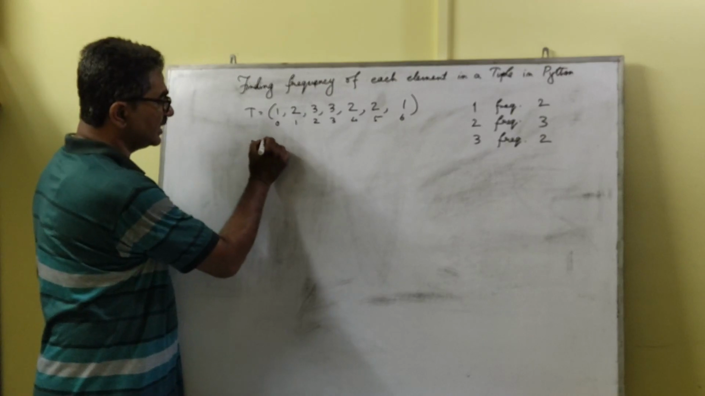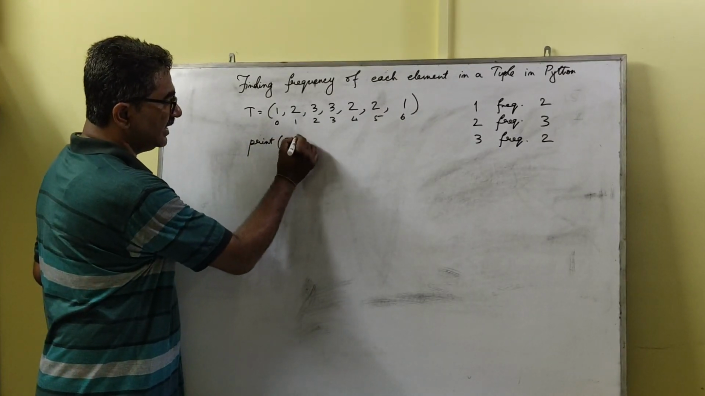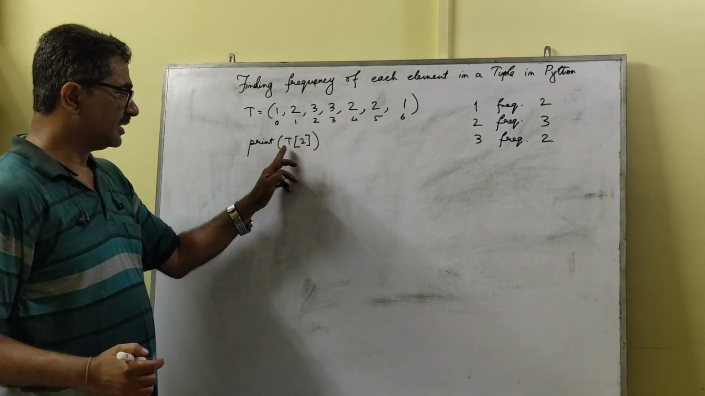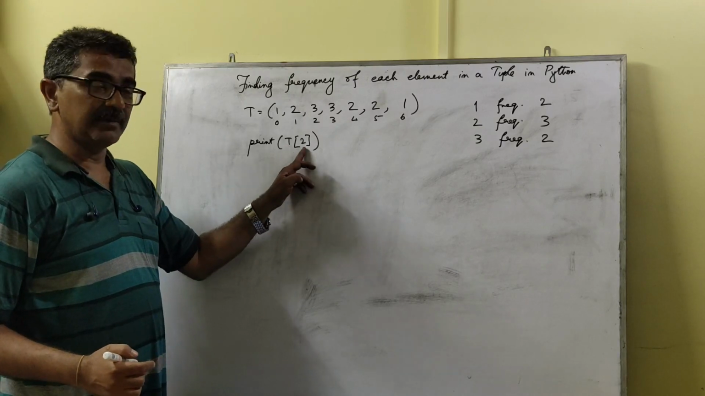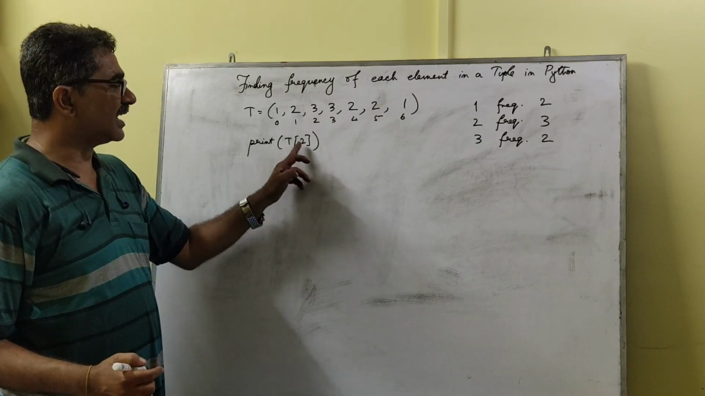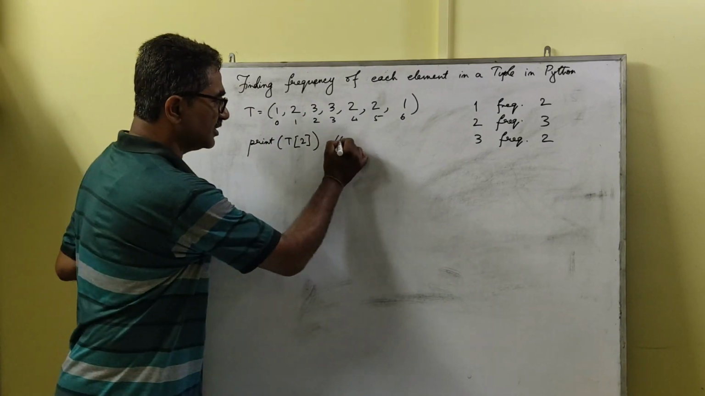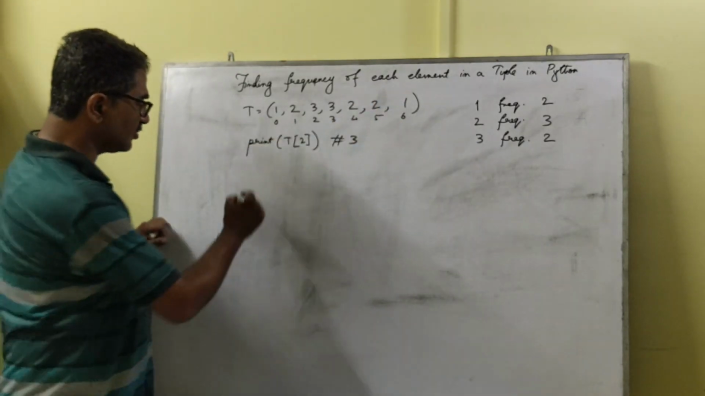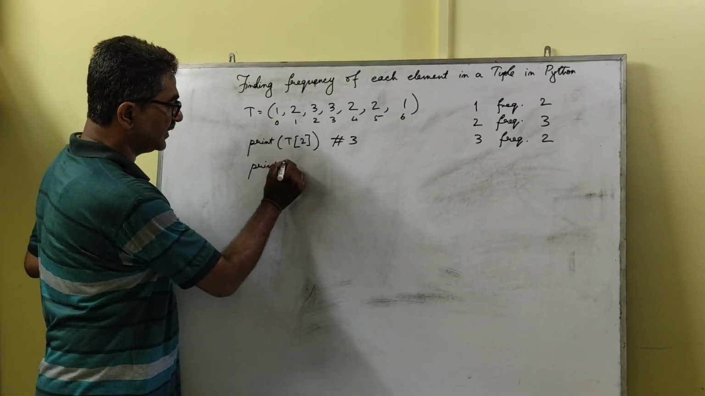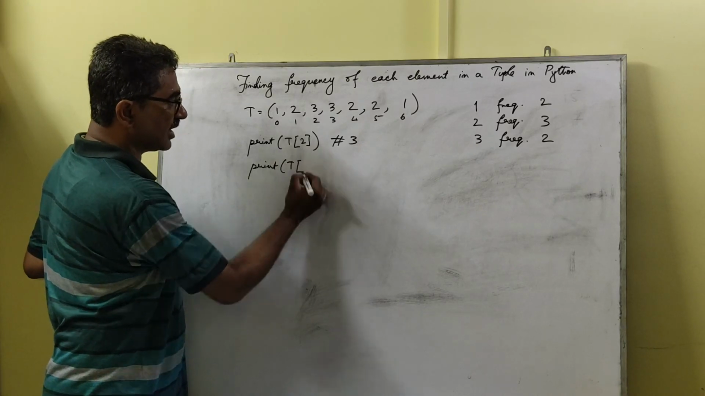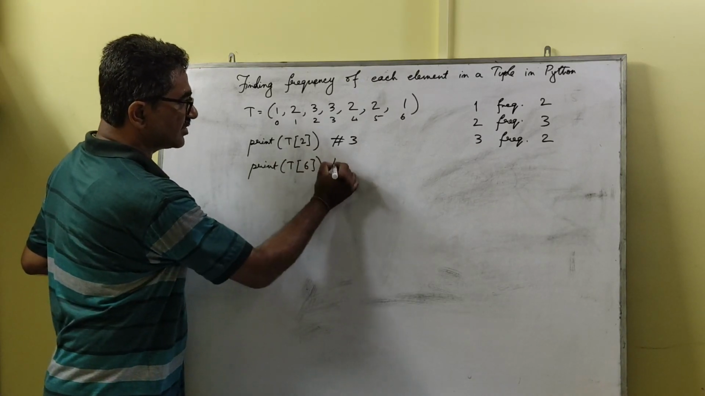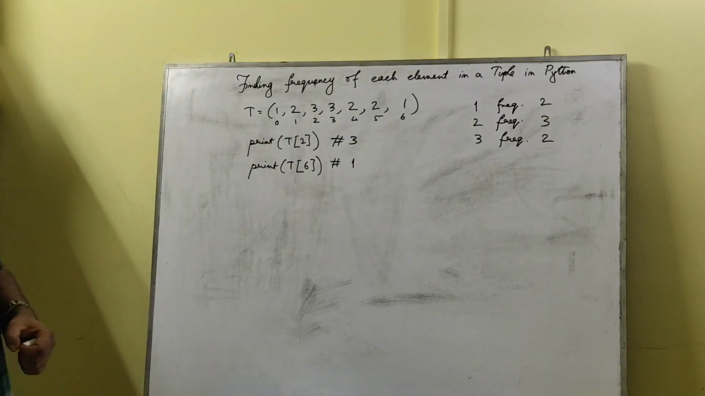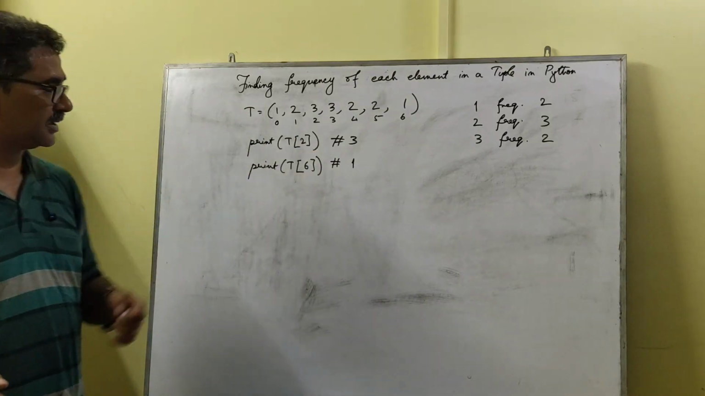Suppose I print T of 2. This actually means, from the tuple T, the element at index 2. The element at index 2 is 3, so obviously it's going to display 3. If I want to display the sixth element, that is 1, what do I write? Obviously print T, and within the third bracket, that is the square bracket, I write 6, which is going to give me 1. So this is the basic approach of accessing individual elements using the index or subscript.